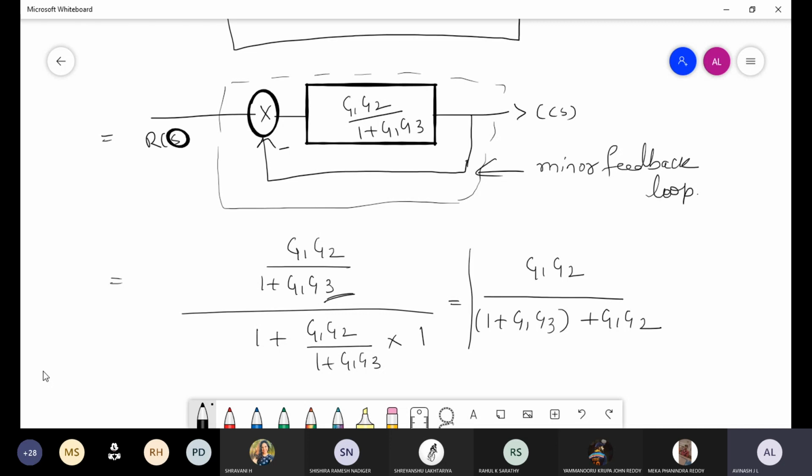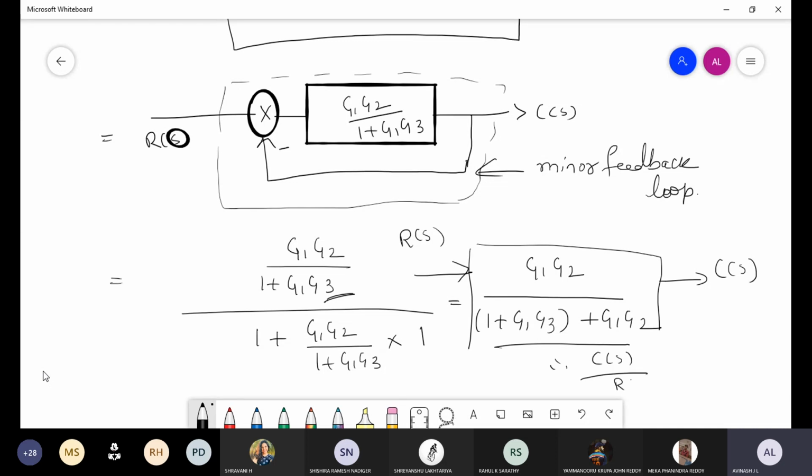So this is the block which we are going to get, and this will become what? R of S, and this will become what? C of S. Therefore, the transfer function C of S divided by R of S is equal to this particular block value. Note it down, all of you.